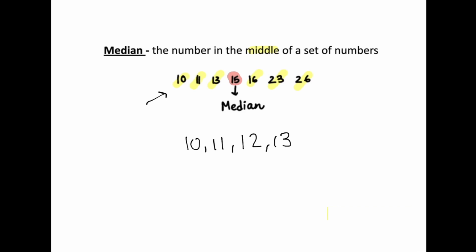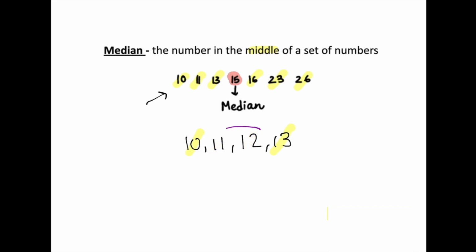The example above had an odd amount of numbers, so there was an exact median. But sometimes there's an even amount of numbers and you don't have an exact median in your data set. Look at the numbers 10, 11, 12, and 13. If I cross off one on the front, one off the back, one off the front, one off the back, I'm out of numbers and there's no number in the middle.